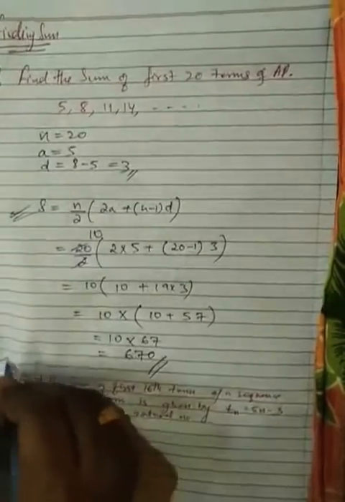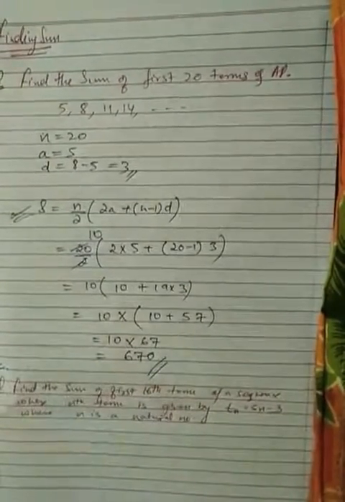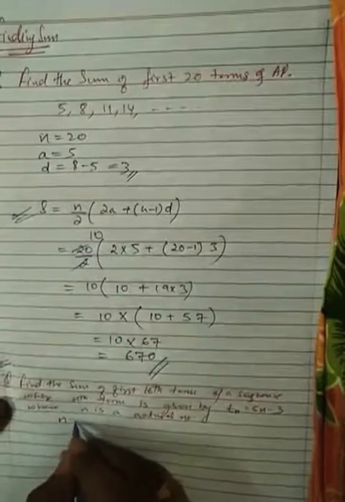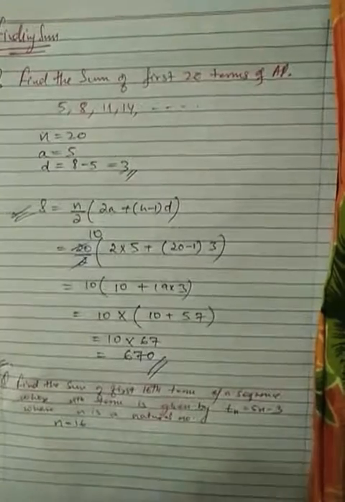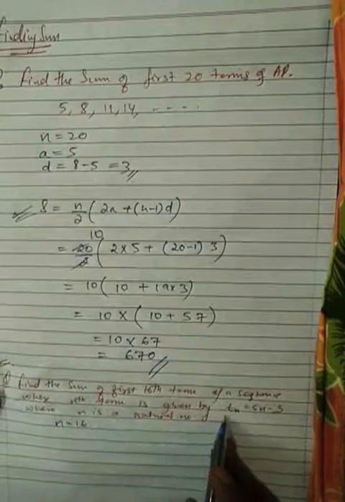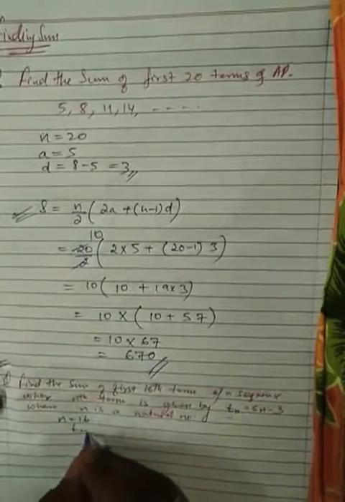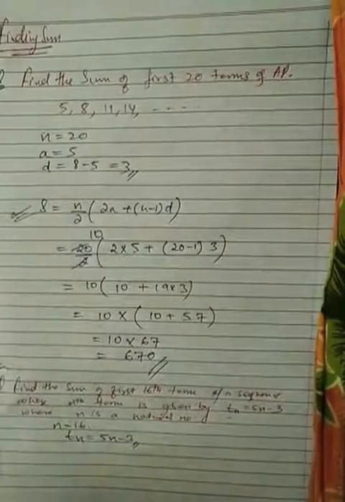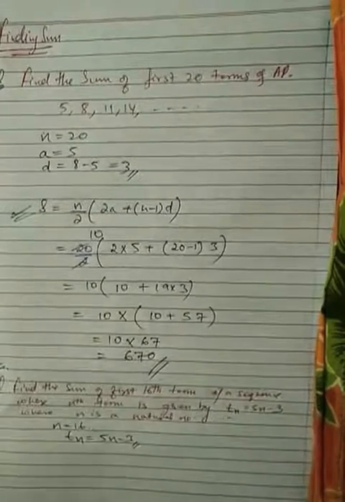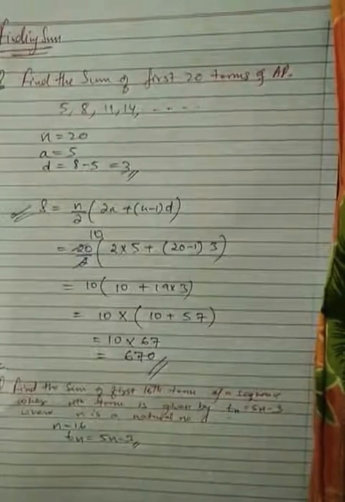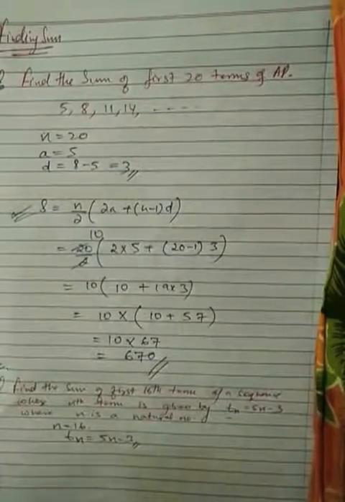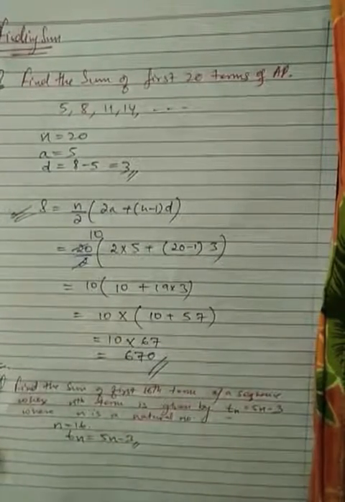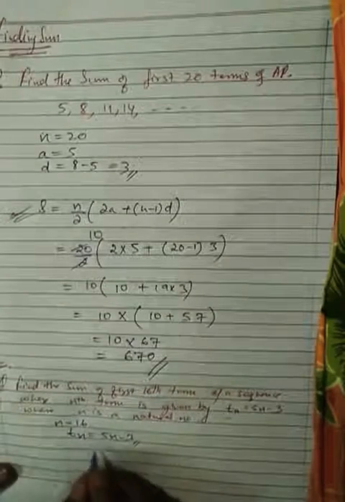The next type of question we have here is a little different. Find the sum of the first 16 terms of a sequence, which means for n of 16 terms, find the sum. Clear? The nth term tn is given as 5n minus 3. The formula we used before cannot be applied now, because in the question a new formula is given based on the series. So 5n minus 3 is the series, and n are natural numbers.